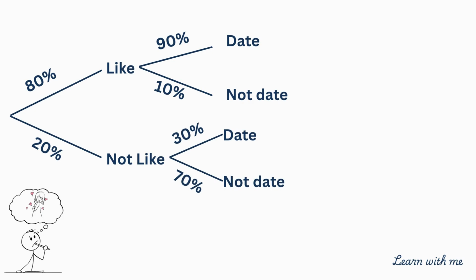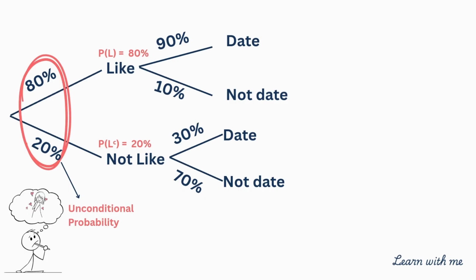Let's now describe this in probability notation. The probability of like is written as P of L, equal to 80%. The probability of not like is written as P of LC, which means the complement of like, and that's 20%. These are unconditional probabilities. They stand alone and don't depend on any other event.